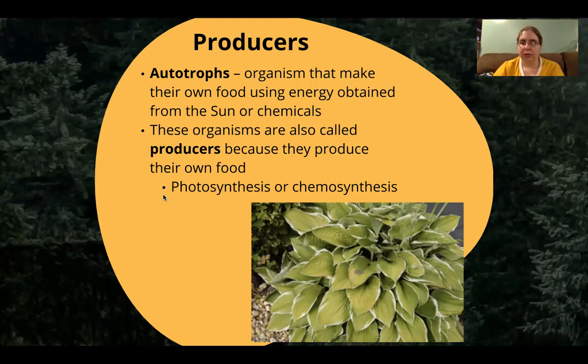These organisms can also be called producers because, well, they produce their own food. And what we mean by they produce their own food is that they make their own glucose. Remember, glucose is needed by the cells to provide energy. Some organisms make the glucose themselves, and that's what autotrophs or producers are. And again, they do this via either photosynthesis, if they get their energy source from the sun, or chemosynthesis, if their energy source is chemical bonds.